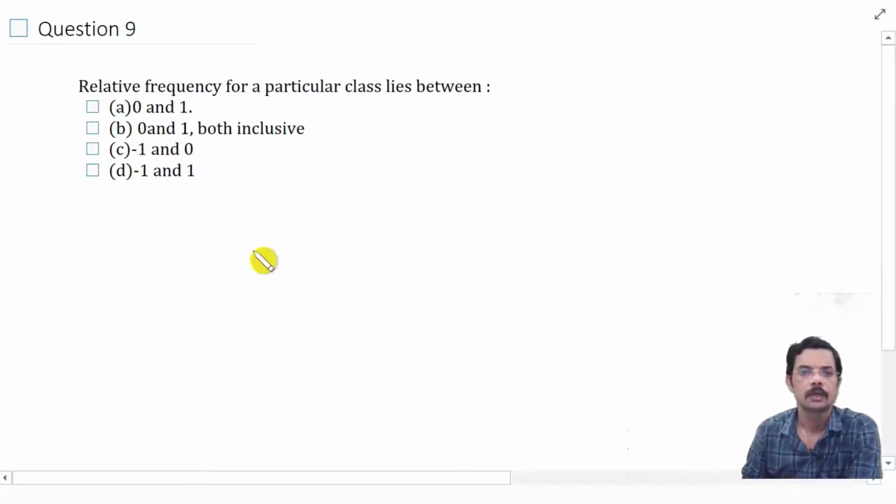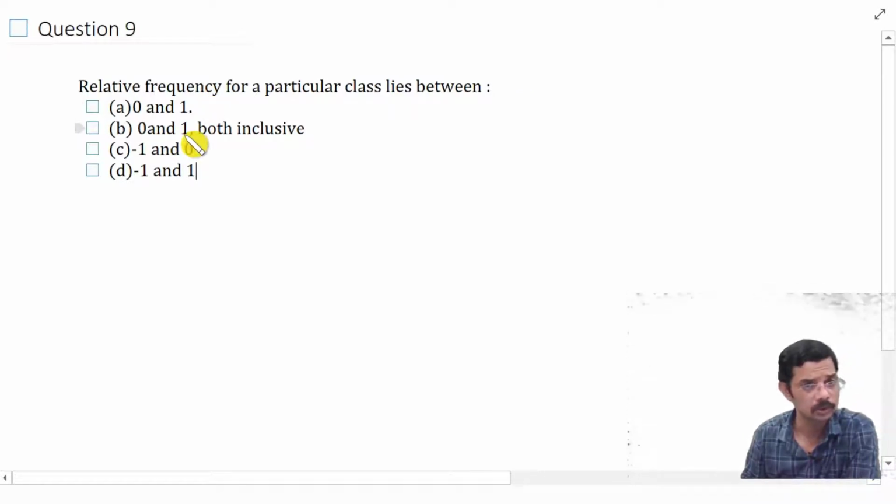Next question. Relative frequency for a particular class lies between which two values? Is it 0 and 1? 0 and 1 both inclusive? Then what we have? Minus 1 and 0? Minus 1 and 1. Which one is your answer?